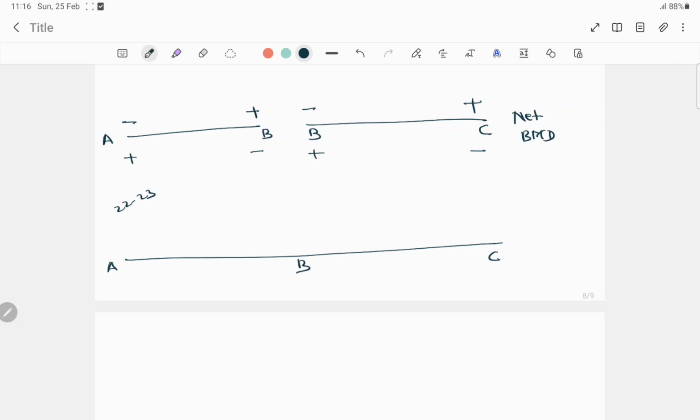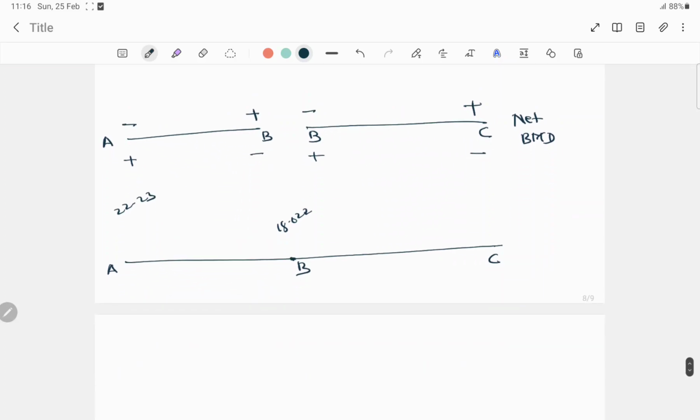and the second is MBA. MBA value is positive 18 point something, so positive is also up, so 18.022, it will also go up. And again at point B, MBC value is 18.011, so for BC it's negative, so it will again go up, so here 18.01, it will be somewhere here. And for BC, MCB, the value is 4.32, right? So here the net bending moment diagram will be something like this.